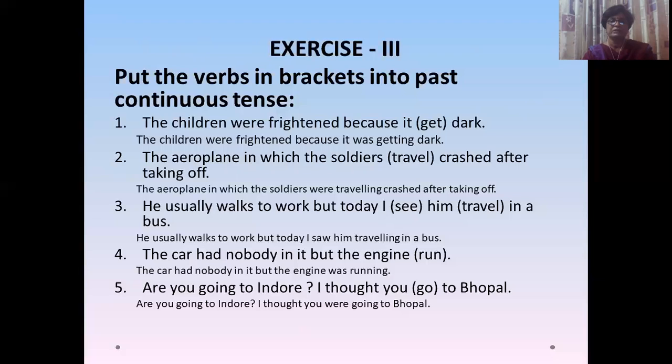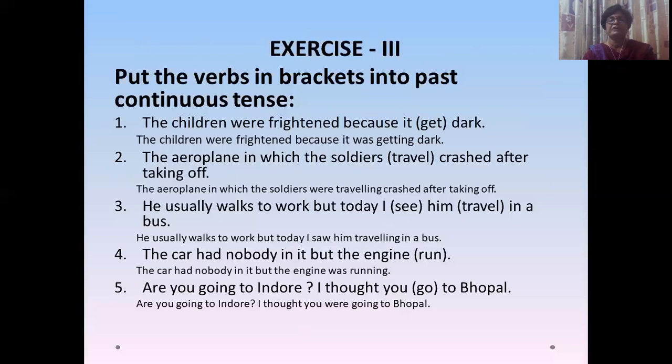So I hope you have understood how we have to fill in the blanks according to the form of tense that has been given or asked in the questions. Now the third exercise: put the verbs in brackets into past continuous tense. Here we have given only one option, that is we have to change the word given in the bracket into past continuous tense only. So let's start with the first sentence.